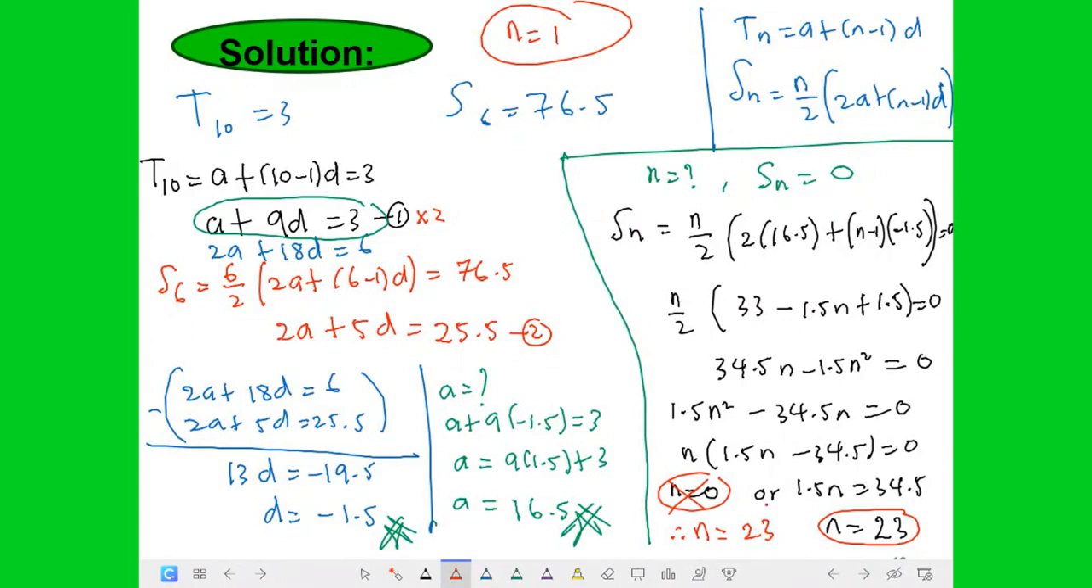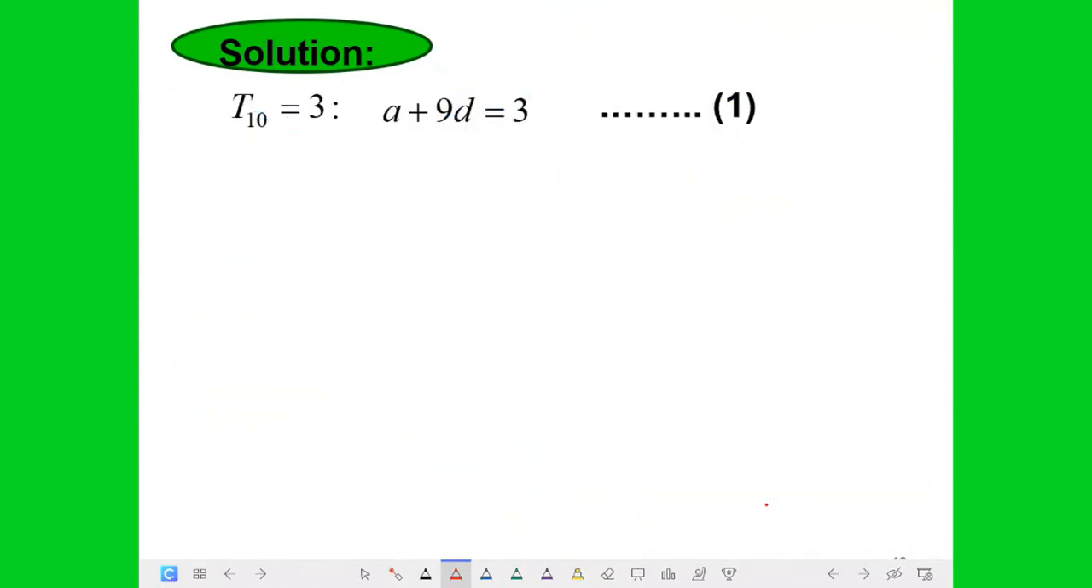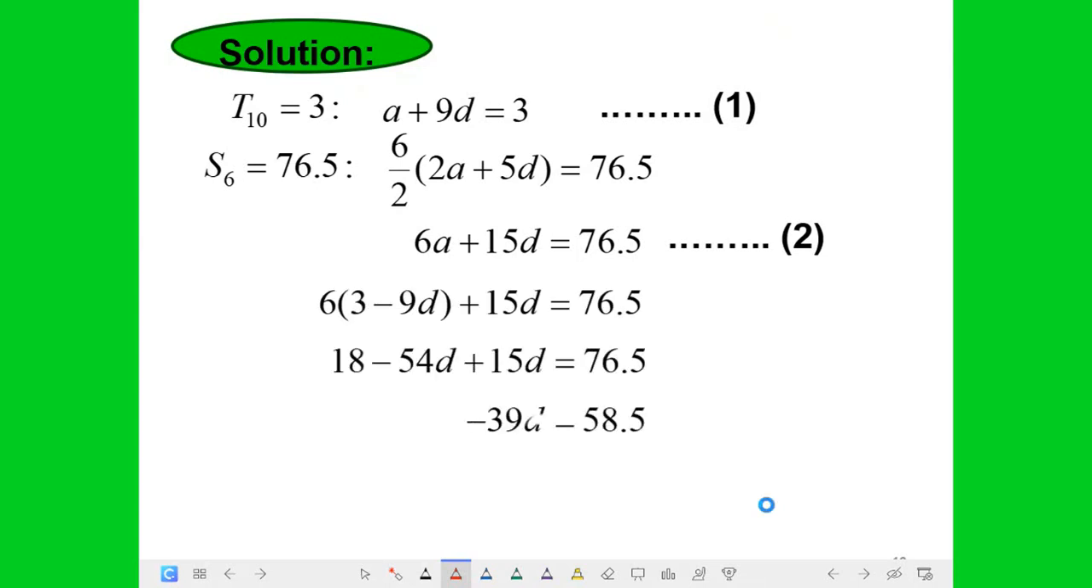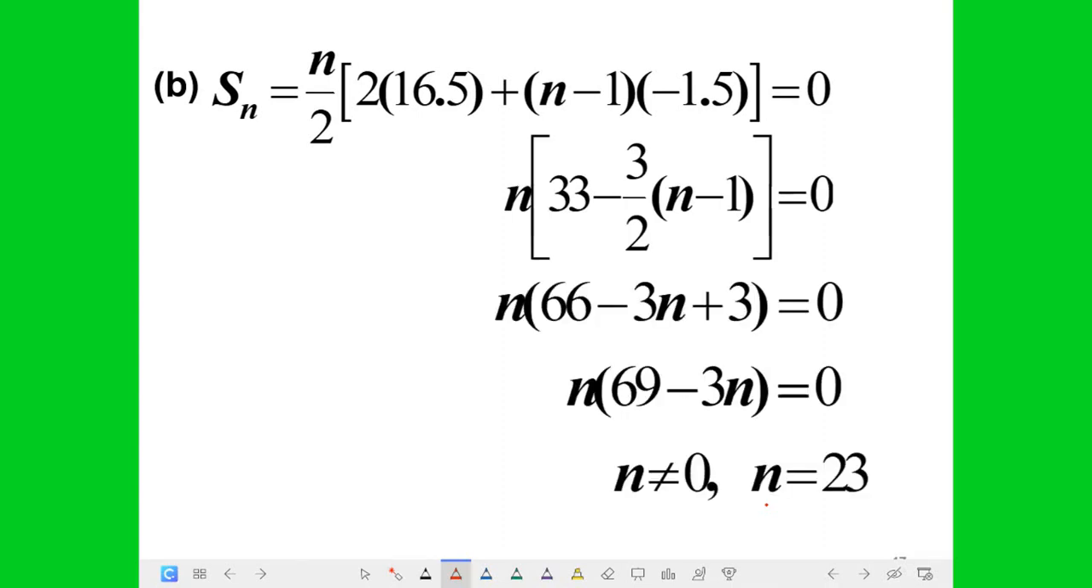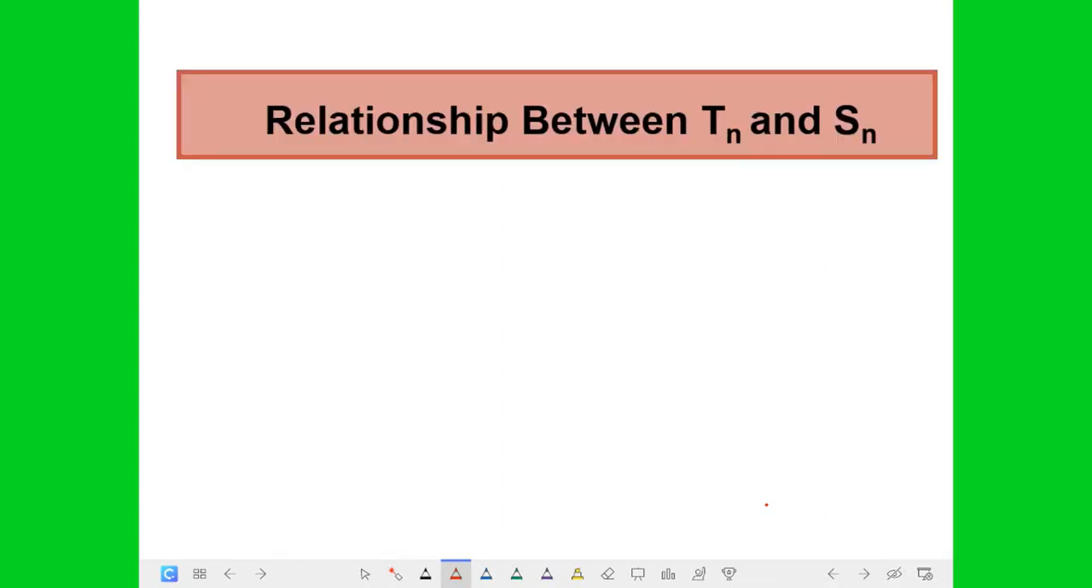Any questions? No, none. Just revision, right? Answer 2? n not equals to 0.